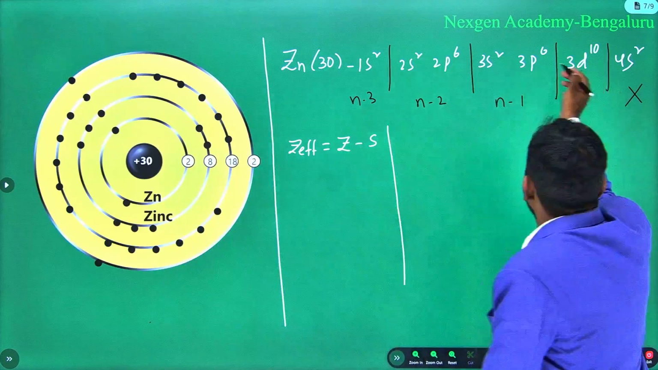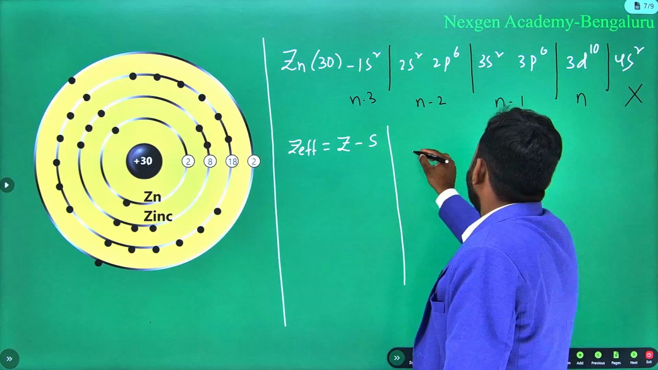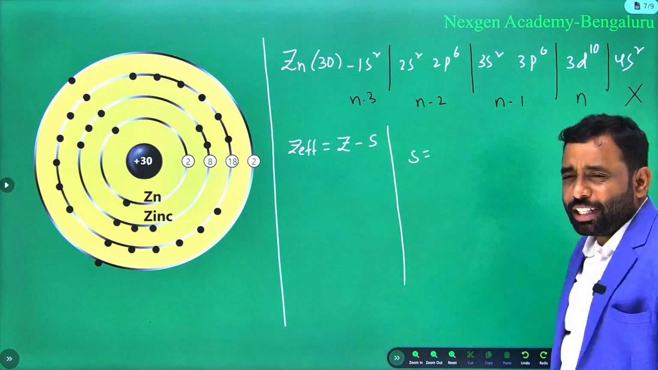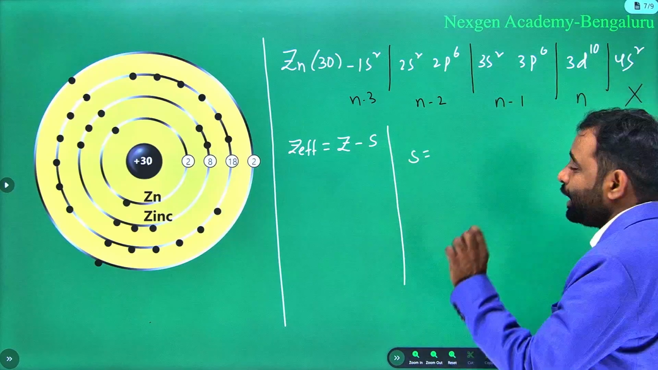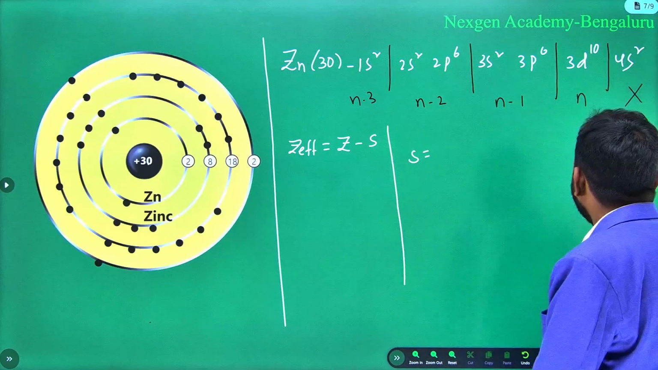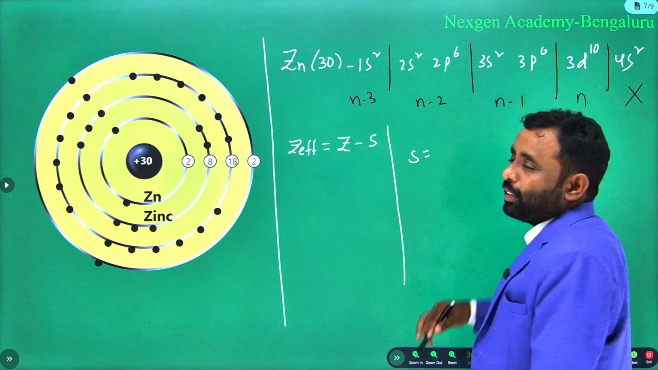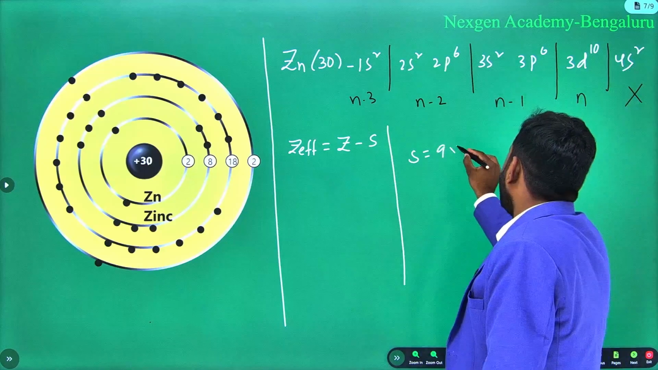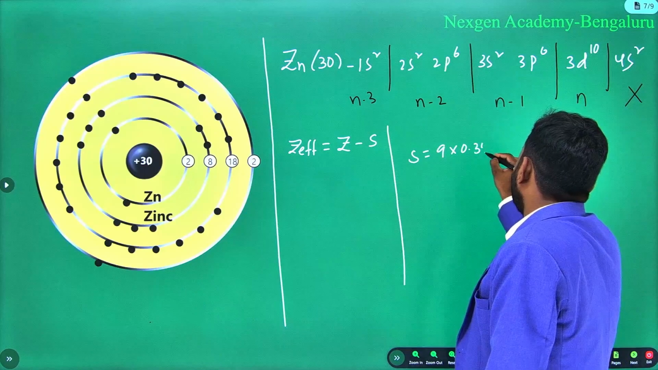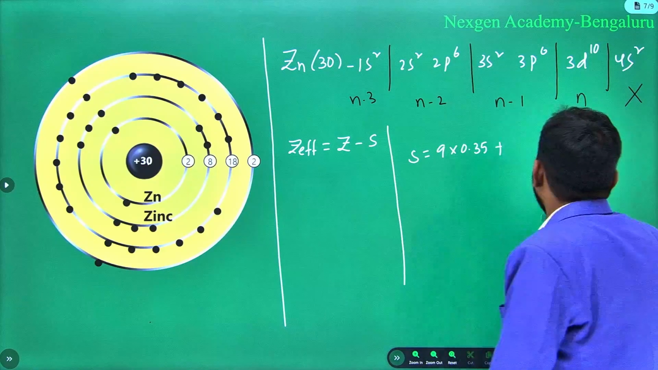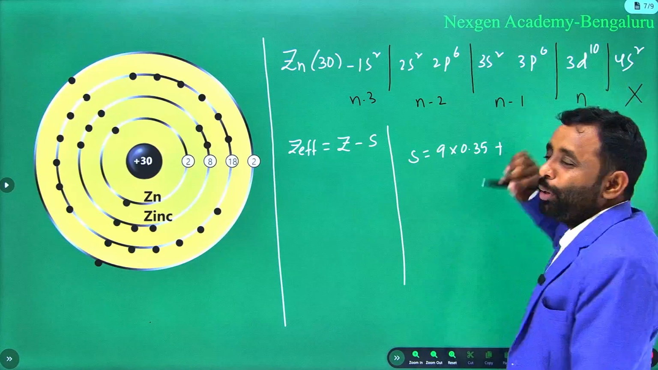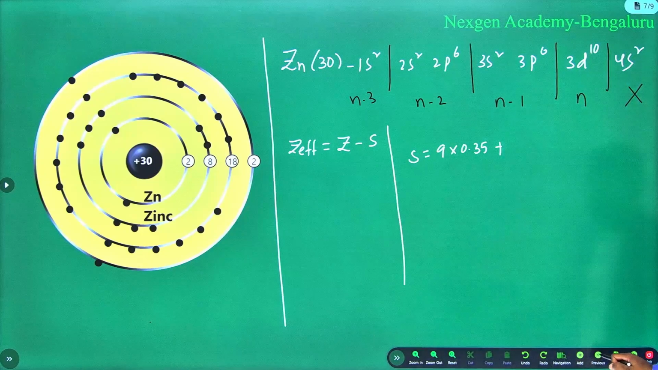So now you calculate it. What is the value of S? There are 10 electrons in the nth shell, or n level. So 1 electron is our interest, and the remaining 9 electrons are there. That's why 9 into 0.35, plus this is n minus 1. But the problem is, you are calculating for d.